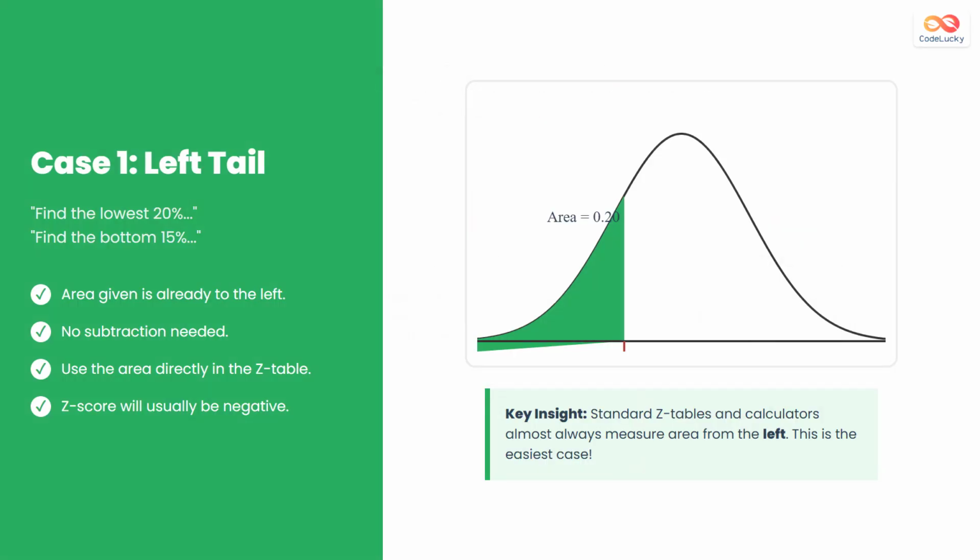There are 3 common scenarios. The first and easiest is the left tail case. This happens when questions ask for the lowest 20% or the bottom 15%. Since standard z-tables measure area from the left, you can use the given percentage directly to find your z-score. Note that for these bottom percentages, your z-score will usually be negative.